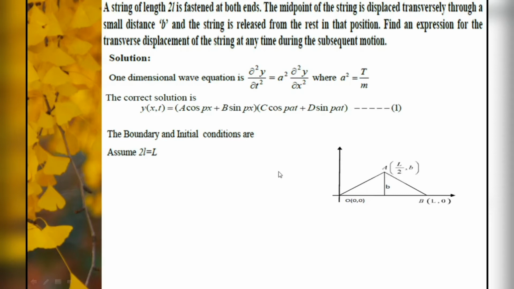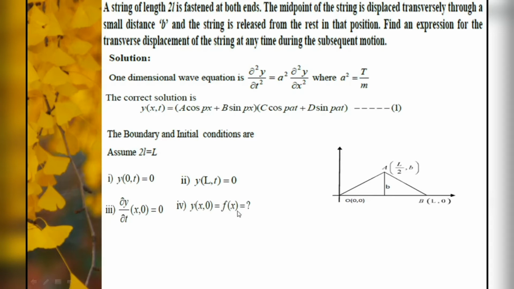Now let us come to the boundary conditions one by one. It is given that the two ends are fixed. So y of 0 comma t equal to 0. The second one is y of L comma t equal to 0, because here L is 2L. For both of these conditions, the t value should be greater than 0. The third condition is that the initial velocity is 0, and the fourth one is the initial displacement, that is what we have to find.